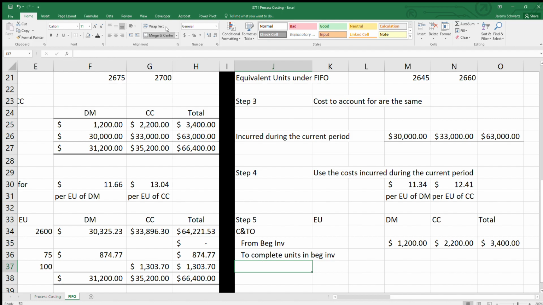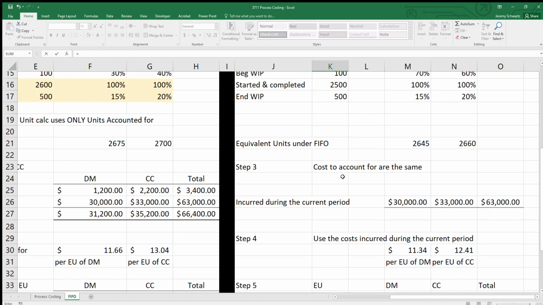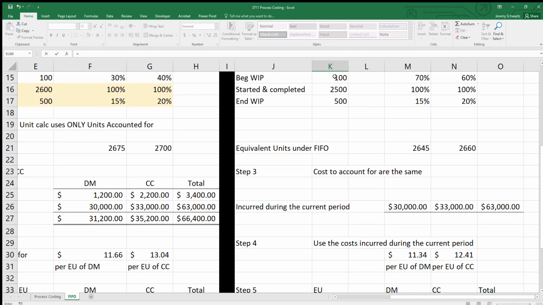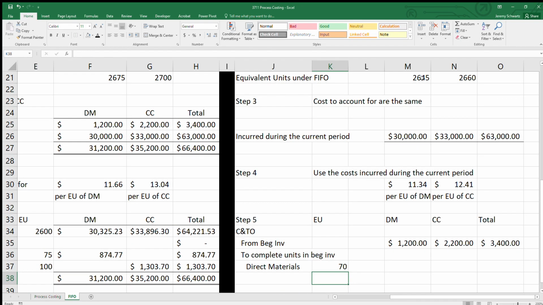So now we're going to do a couple there. So to complete direct materials, our equivalent units here, as you recall, would be the 100 units that were in beginning inventory multiplied by the 70% that needed to be completed. So for direct materials, we have our equivalent units of 70, multiply that by 1134 per equivalent unit.